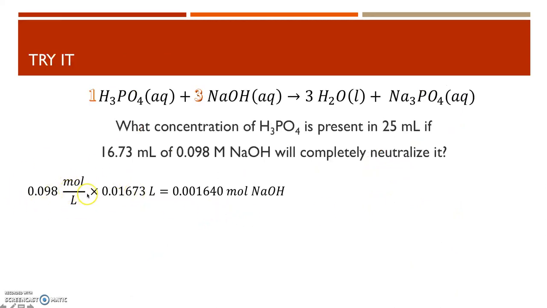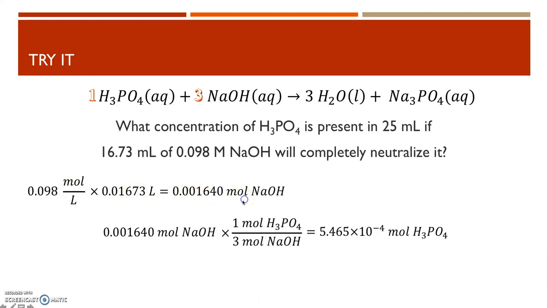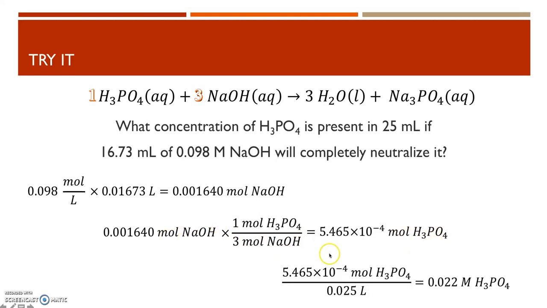So molarity of sodium hydroxide times the volume equals the moles of sodium hydroxide. Use my balanced chemical equation. I'm going to put sodium hydroxide in the denominator so that I can cancel out my units and get moles of phosphoric acid. And then moles of phosphoric acid divided by liters of phosphoric acid will give me the concentration of phosphoric acid.